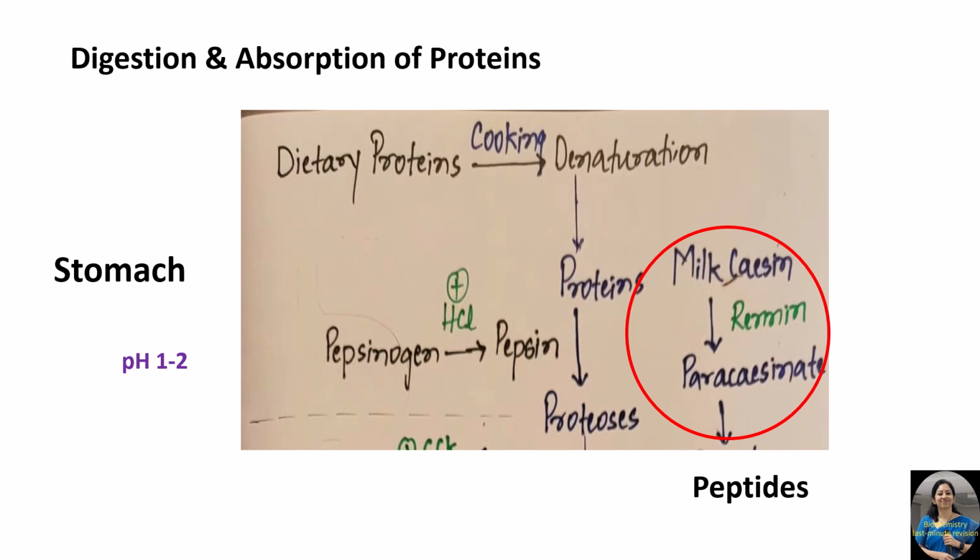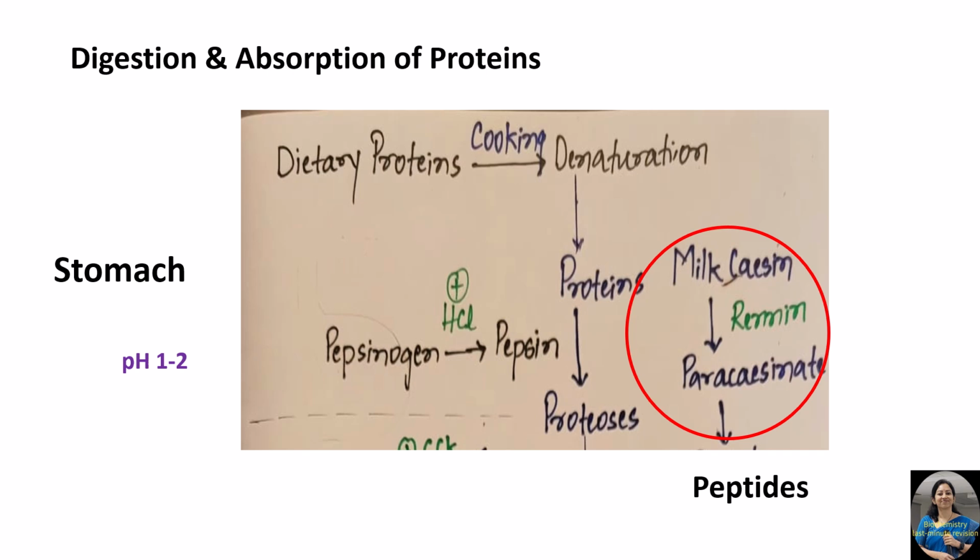Now, these denatured proteins are acted upon by pepsin, which is present in inactive form as the zymogen pepsinogen. Pepsinogen is activated by hydrochloric acid, and this pepsin is active at a pH of 1 to 2. It degrades proteins to proteoses. This is taking place in adults.